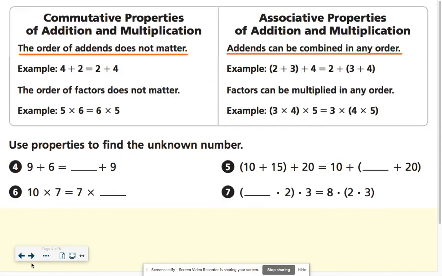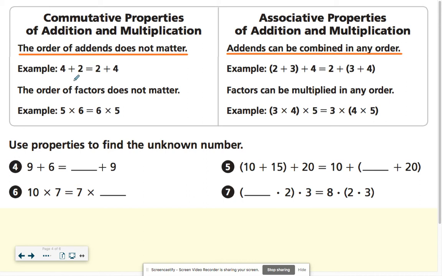Next, we're going to take a look at properties. 2 huge properties that you need to know this year in 4th grade and for many years beyond 4th grade. So this would be a great time to pause the video, take some really good notes, and really get to know these 2 properties. The first property is commutative property of addition and multiplication. Now, we've always seen that order doesn't matter in addition and multiplication. And that's really what this property is telling you.